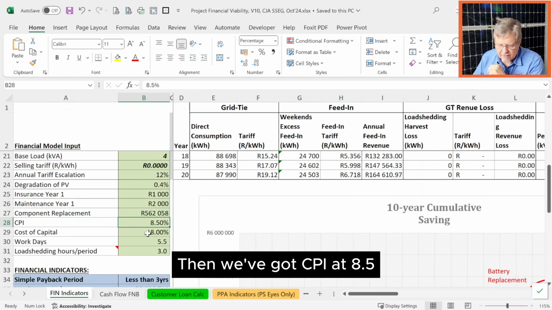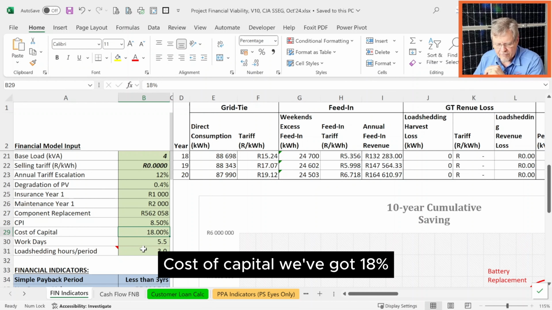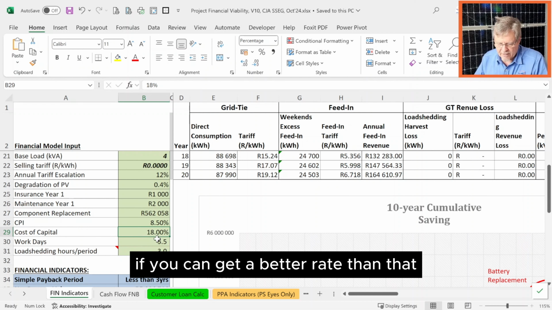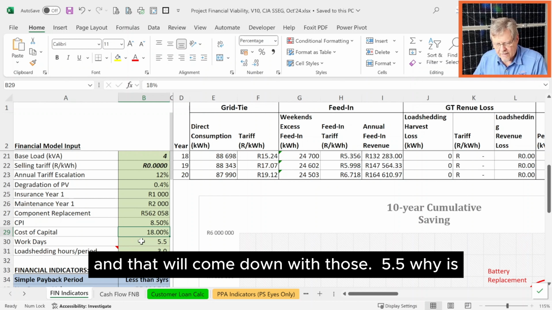Then we've got CPI at 8.5. I think that's actually come down now, to be honest. Cost of capital, we've got 18%, so that's one of the expensive ones. Obviously, if we lower that number, if you can get a better rate than that from your bank or from one of the third-party suppliers, or financiers, then that number will come down.